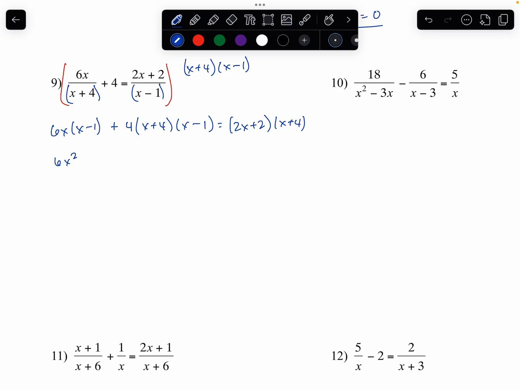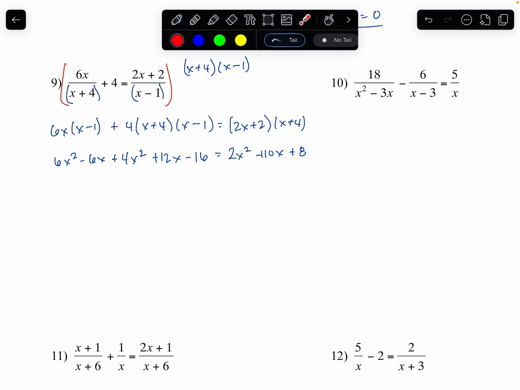Now I'll go through and distribute. I'll get 6x squared minus 6x. And then, let's see, so I have to FOIL this right here. So that's going to become x squared, but then I also have to multiply by 4, so plus 4x squared. And then minus x plus 4x, which would be 3x times 4, so that's going to be plus 12x. And then negative 4 times 4, which is going to be minus 16. And then I'll get 2x squared, 8x, and 2x for a total of 10x, and then plus 8.